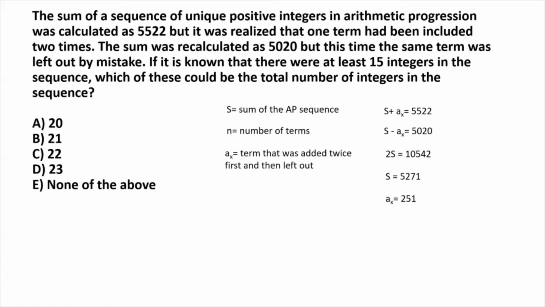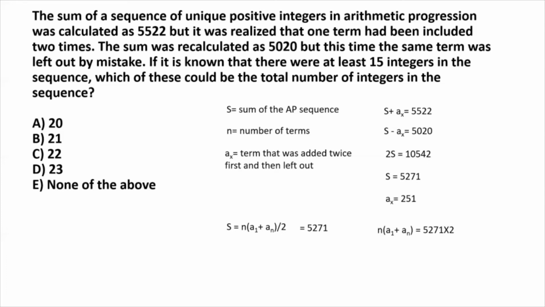So let's now think about what is the sum of an AP series. Well, if we have n number of terms in an AP series, and the terms are A1, A2, A3, so on up till AN, then the sum of the AP series can be represented as n multiplied by A1, which is the first term, plus AN, which is the last term, or the nth term, and then the whole thing divided by 2. What this essentially tells us is that the sum of an AP series is the product of the number of terms and the sum of the first term and the last term, divided by 2. And this sum we know is 5271.